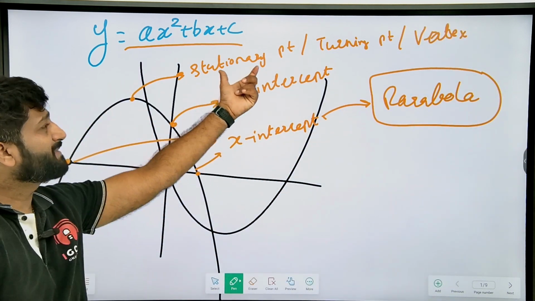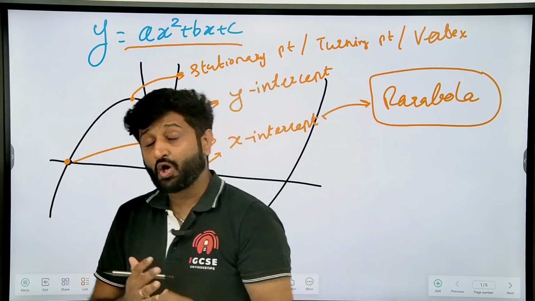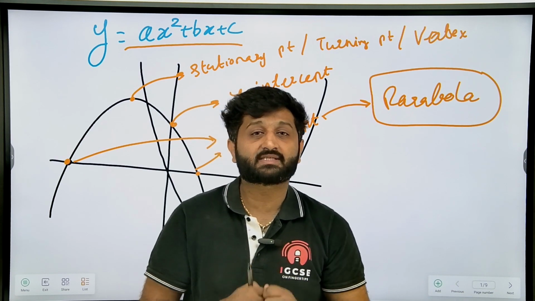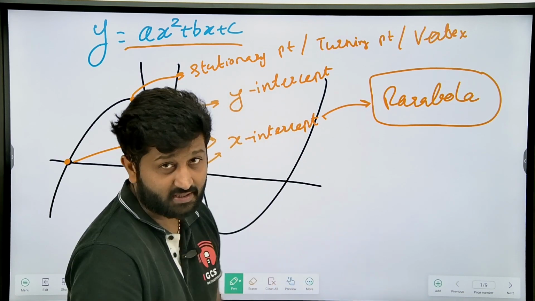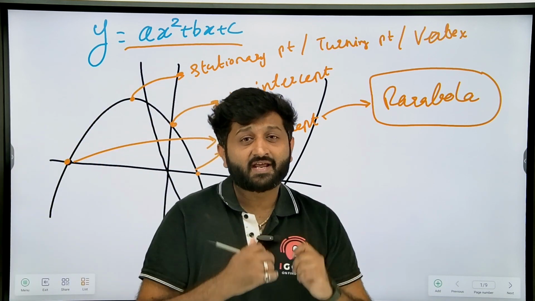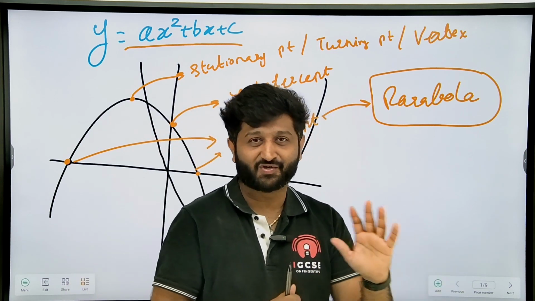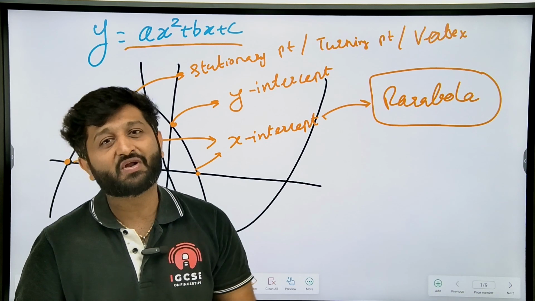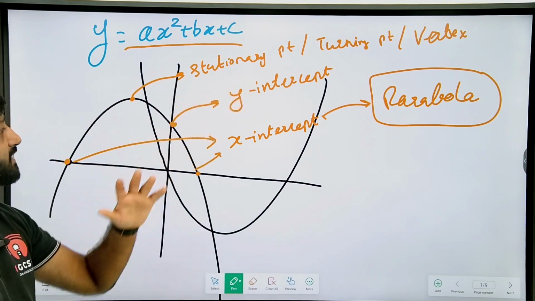Now guys, what do you mean by stationary points or turning points? The points where the gradient, which is dy by dx, is 0. These points are known as stationary points. The points where dy by dx is 0. I hope if you are here now, then you have already watched the video on differentiation, not on integration, right? So this point is known as the stationary point or the turning point.